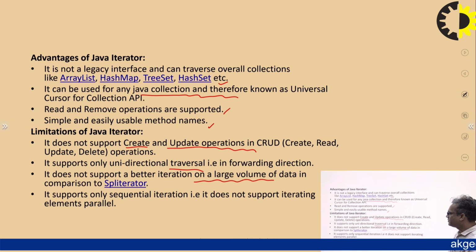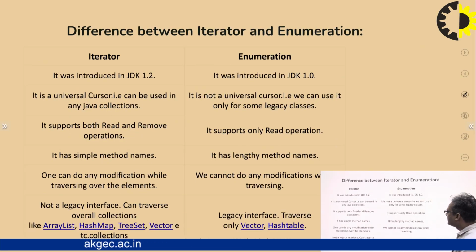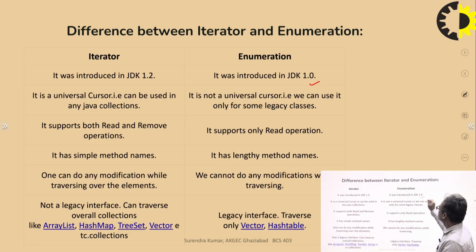In comparison to Spliterator, Iterator supports only sequential iteration and does not support iterating elements in parallel. So it works on sequential only. The differences discussed here: Iterator was introduced in JDK 1.2, Enumeration in 1.0. The difference between Iterator and Enumeration is shown here. Iterator is a universal cursor. Enumeration is not a universal cursor. You can use it only for some legacy classes.